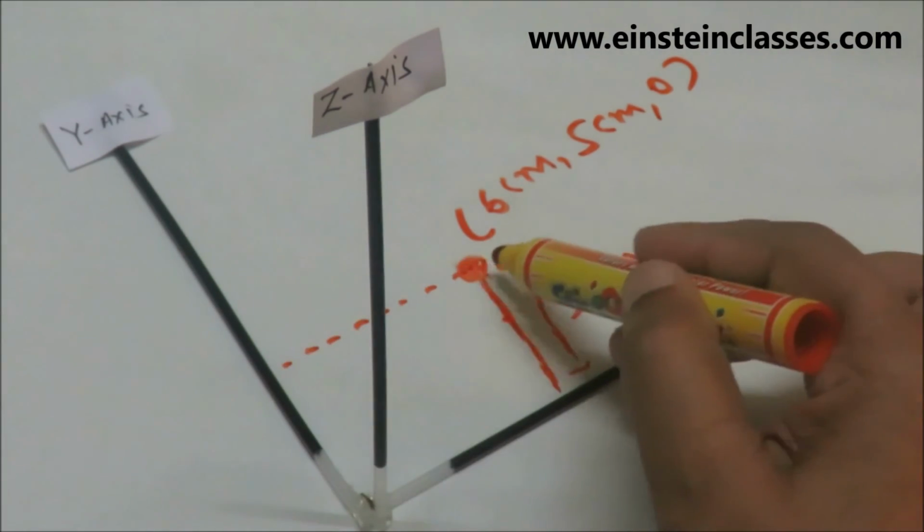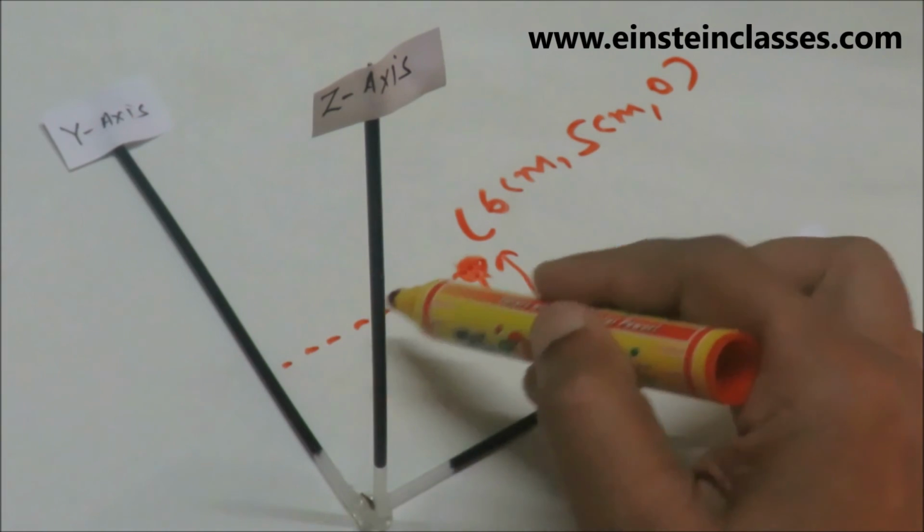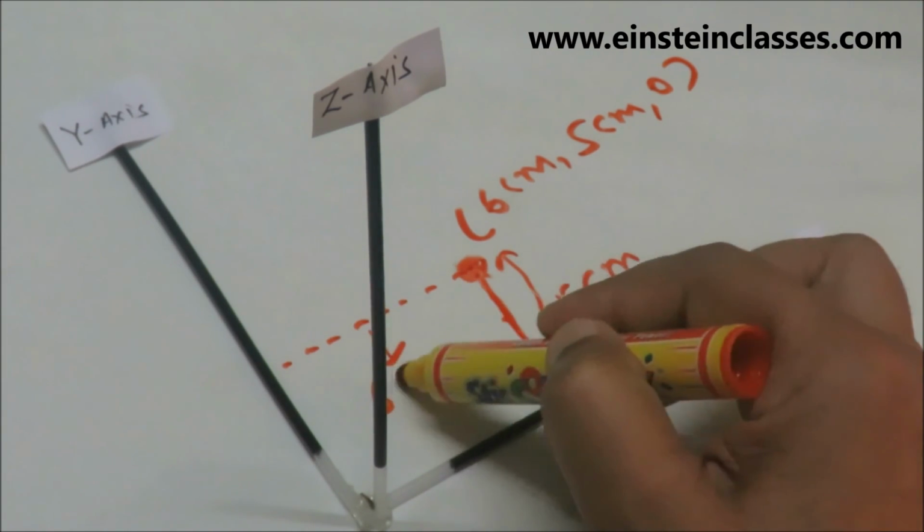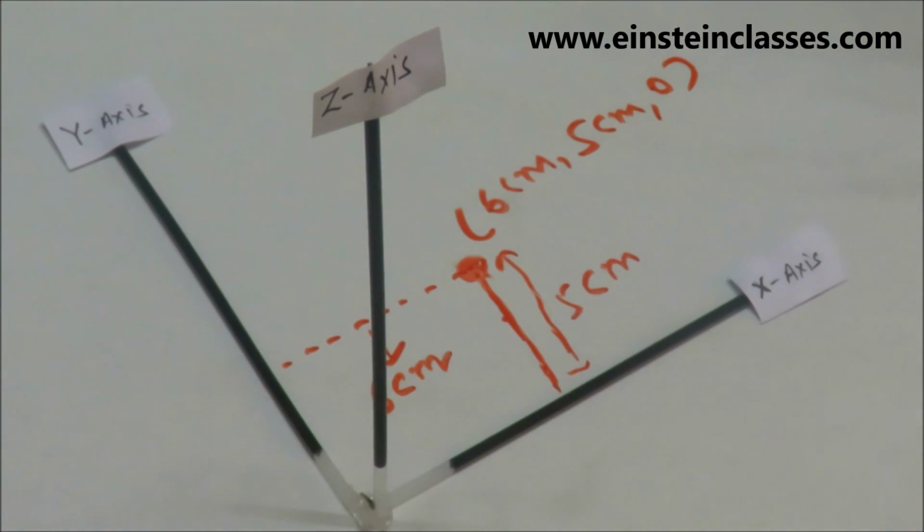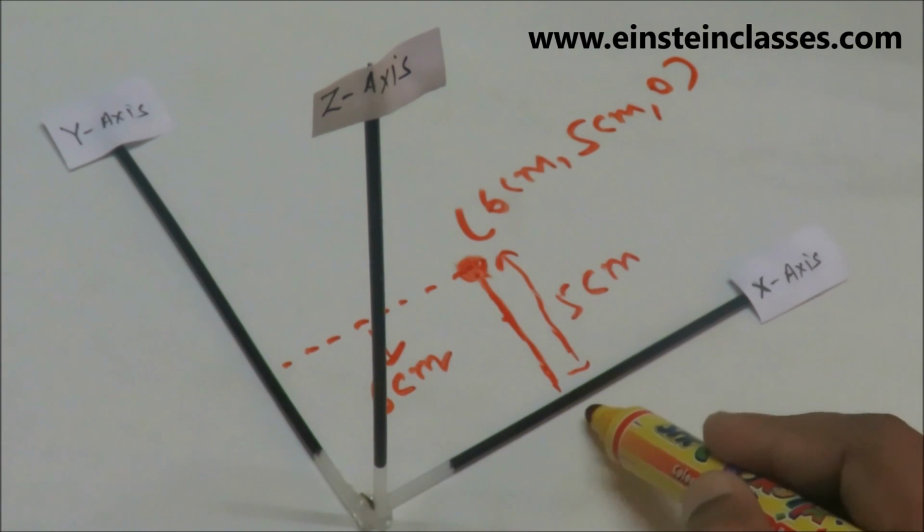Draw a perpendicular from this point on the y-axis, and this distance will come out 6 cm, right? And this distance is also 6 cm.